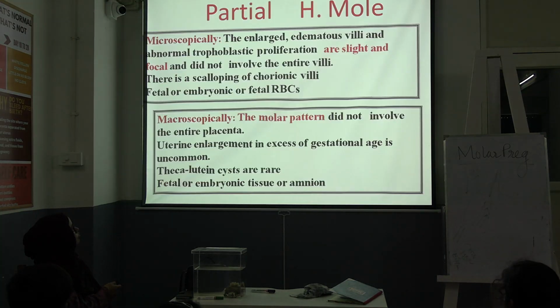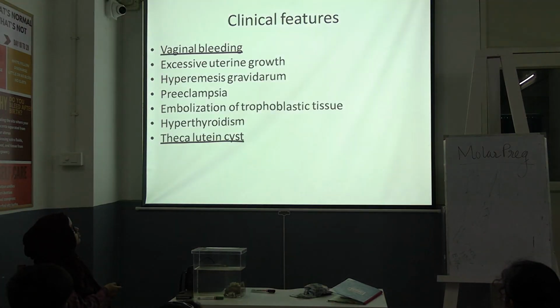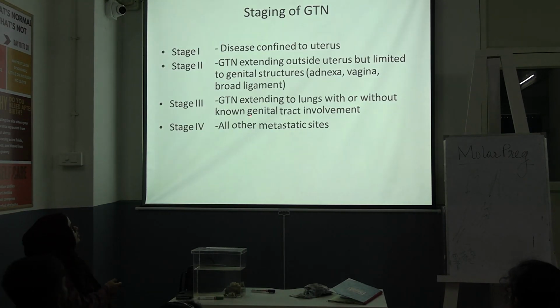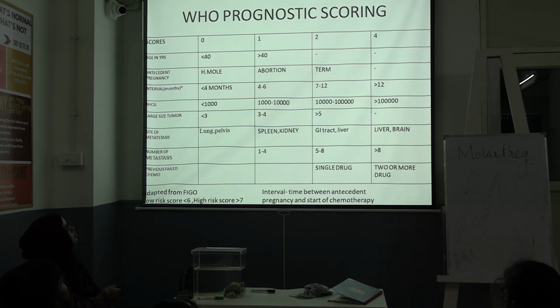So now the neoplasia is divided into 4 stages. Stage 1 is disease confined to the uterus. Stage 2 is GTN extending outside the uterus but limited to the genital structures, that is, besides the uterus only the metastasis is there. Stage 3 means extension to the lungs with or without genital tract involvement. They can be vaginal metastasis or just lung metastasis. Stage 4 is all other metastatic sites.